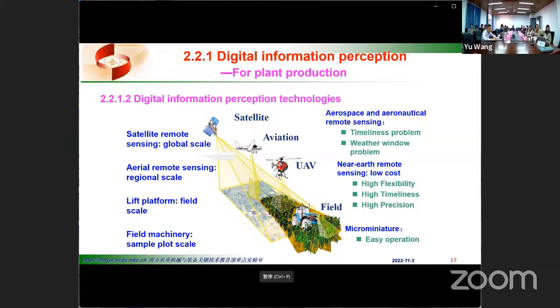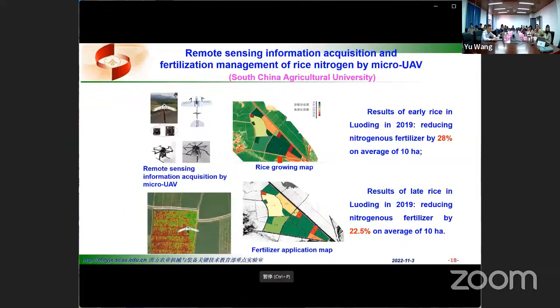This is an example. South China Agricultural University successfully measured the rice growth situation by UAV and analyzed the nitrogen status and made nitrogen fertilizer application map. Results show that nitrogen fertilizer was reduced by 28% and 22.5% respectively in 2019 early and late rice season.